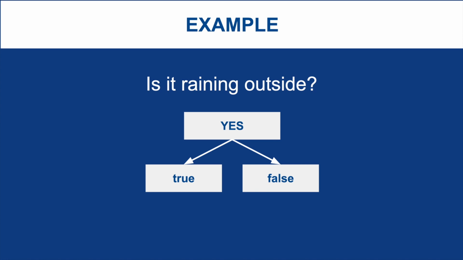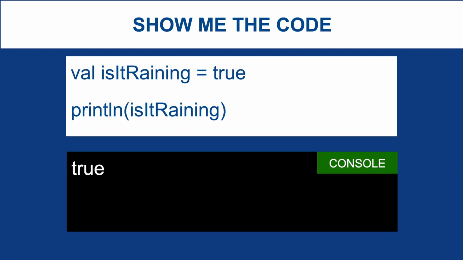So as you can see, we are already guiding our program. This already is control flow. It's guiding your program, telling it where to go. If it's raining outside, then true. If it's not, then false.